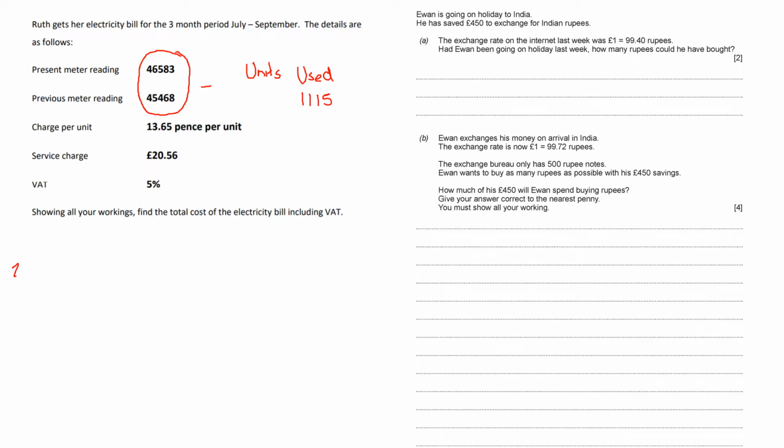Each unit comes at a cost. In this case, the cost is, and I can't quite see it because my computer's battery's going, there we go, 13.65 pence per unit. So we times by 13.65 pence. Okay, gives us a big number.